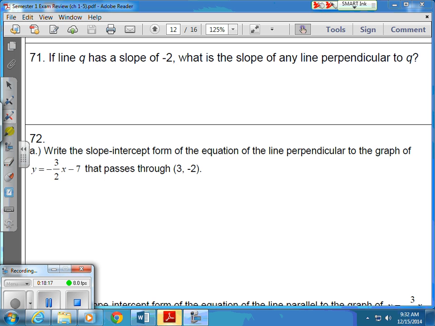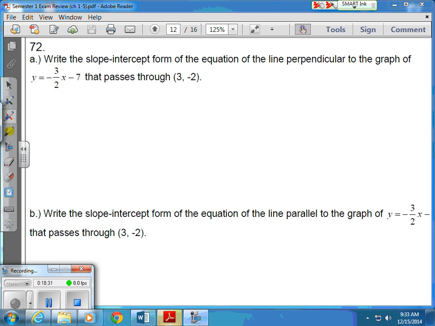Line has a slope of negative 2. What is the slope of any line perpendicular to Q? Negative 2 to be perpendicular, flip it, and if it's negative, it better stay positive. All right, so if it's perpendicular to this graph, this line has a slope of negative 3 over 2. That's going to be perpendicular to a slope of positive 2 over 3.